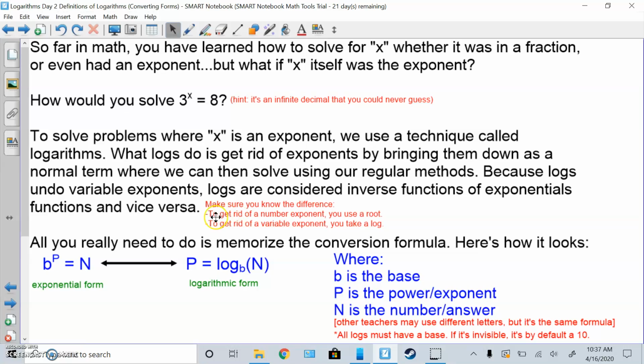Now make sure you know the difference. To get rid of a number exponent, for example, a square power, you take a root, use the square root. But to get rid of a variable exponent, x power, you cannot do an x root. You have to take a log. So all you need to do is really memorize this conversion formula, or my trick.